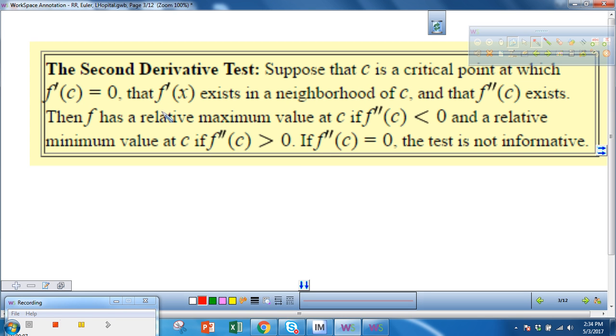The other thing that we need to remember is the second derivative test. The second derivative test is not the test for concavity. Okay? We use the second derivative to find concavity, but the second derivative test is not the test for concavity.